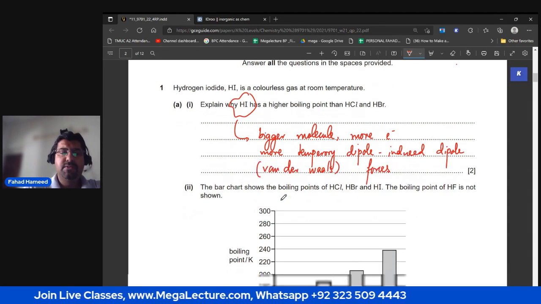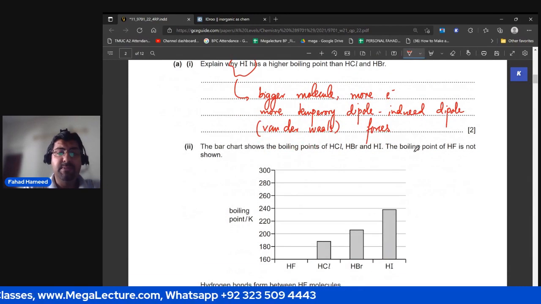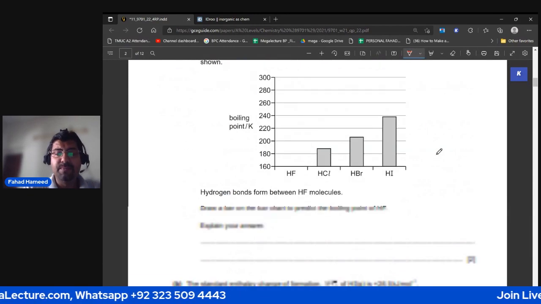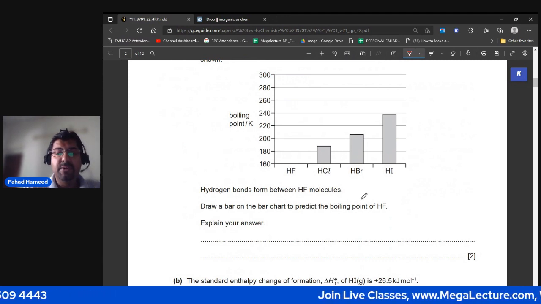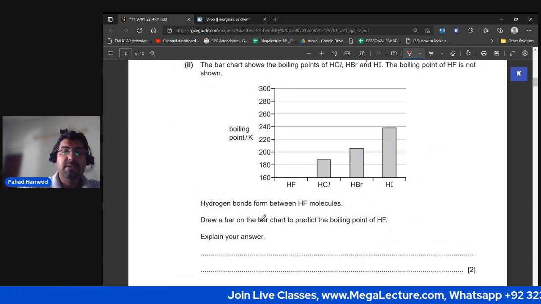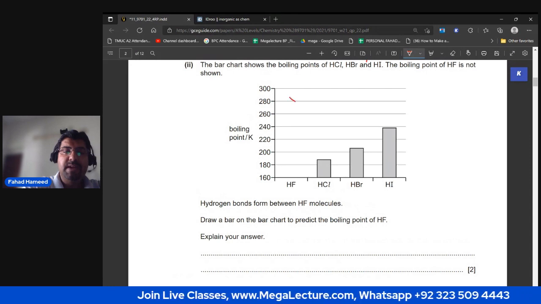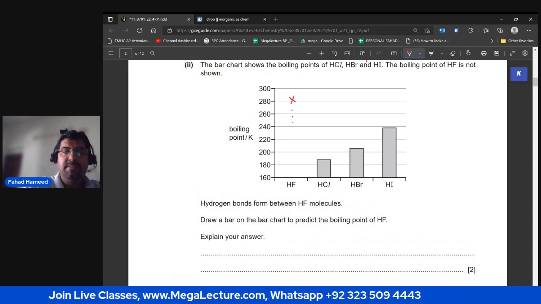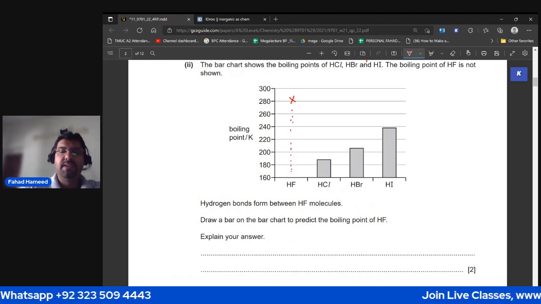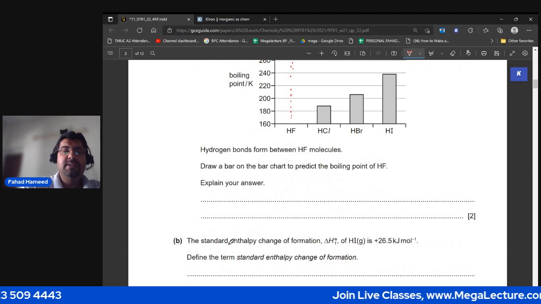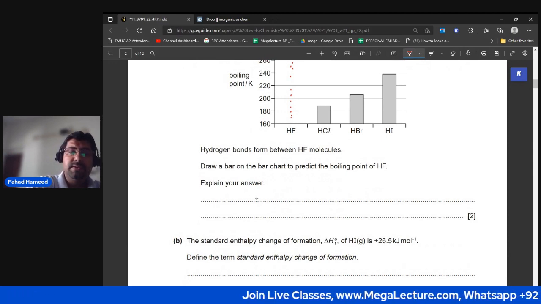Now the bar chart shows the boiling points of HCl, HBr, and HI. The boiling point of HF is not shown. So we draw on the bar chart to predict the boiling point of HF. Explain your answer. The boiling point is going to be pretty high, somewhere over here in this particular range. And explain your answer, so it's going to be higher.